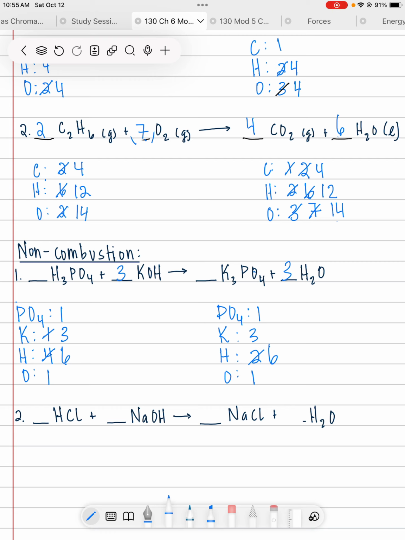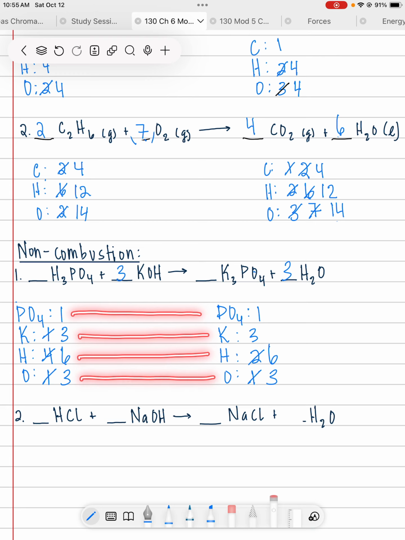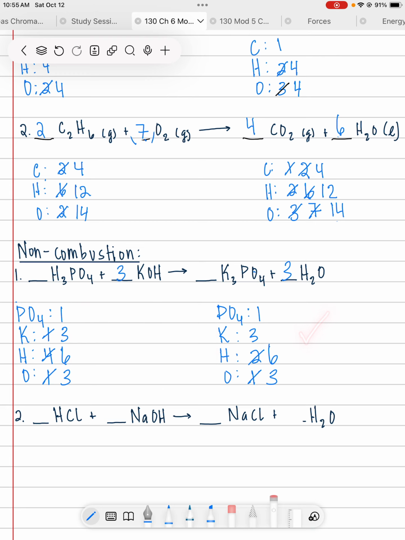Okay. We've made some changes to our oxygens, right? So we have 3 times 1. So we're going to update that to 3. And we have 3 times 1. So now let's check. We have 1 phosphate. We have 3 potassiums, 6 hydrogens, and 3 oxygens. This has been balanced.